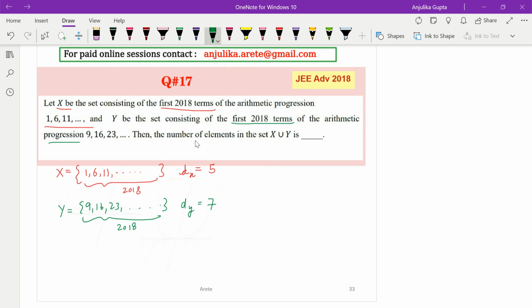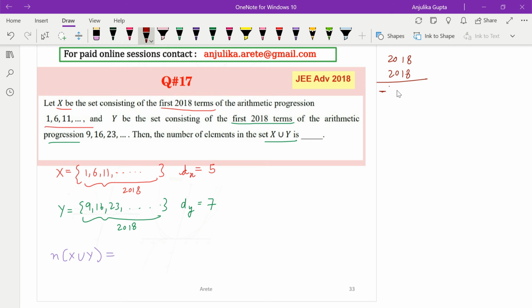Now they are asking for the number of elements in the set X union Y. Very simple, right? What should I do? See, X has 2018 terms, and Y also has 2018 terms. Normally we would do 2018 plus 2018, right? But what is the problem? There may be terms which are in both of them, so that term has been counted twice. You have added it twice here.